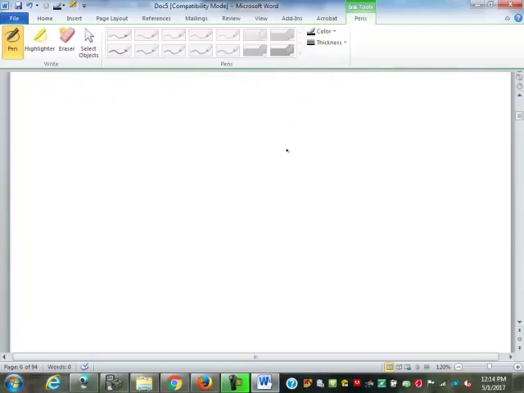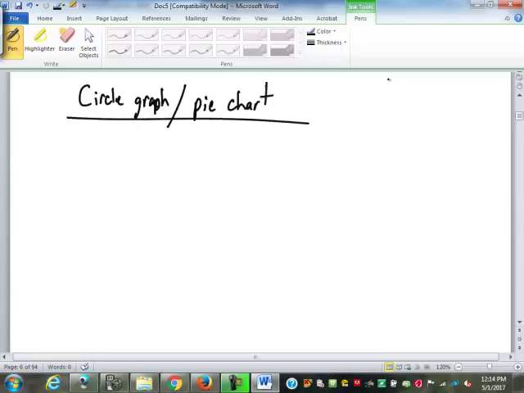Okay, the next type of graph we want to look at is a circle graph or a pie chart. The difference between a circle graph and a pie chart is simply the type of data they represent. A circle graph is representing different categories of numbers, and a pie chart is representing different categories, period.